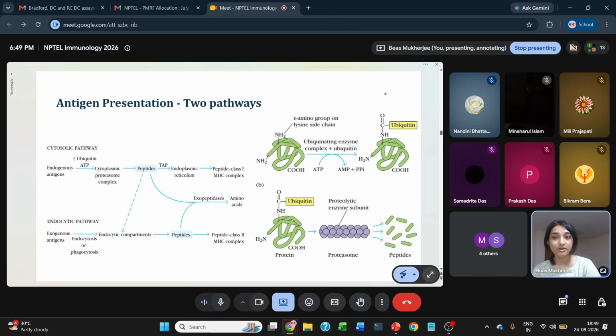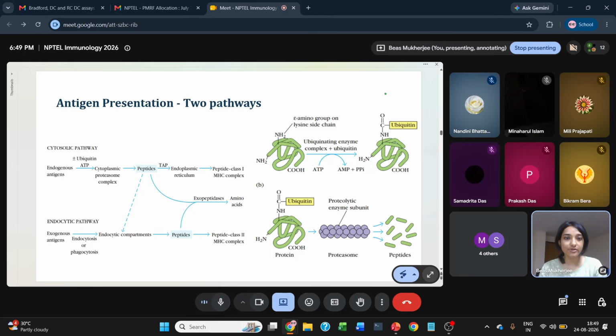Coming to the endocytotic pathway, here what happens, exogenous antigens are coming in, they are taken in by endocytosis or phagocytosis, and then it is going into the endocytotic compartments, and then the peptides are getting formed through acidic environment and cleavage, and then this is going to the peptide class II MHC complex.